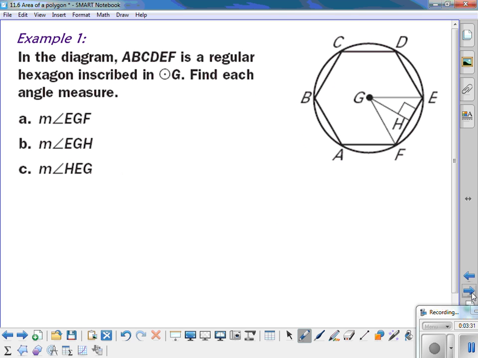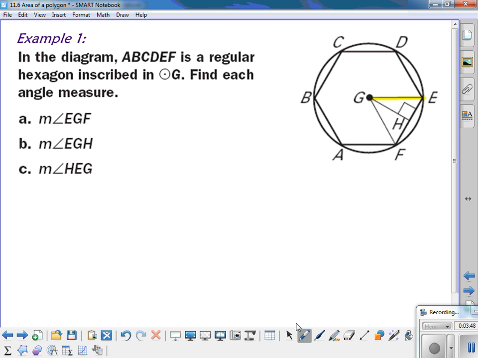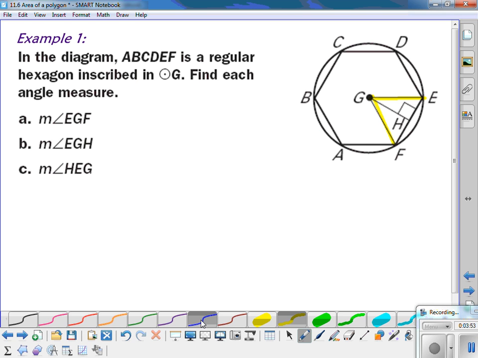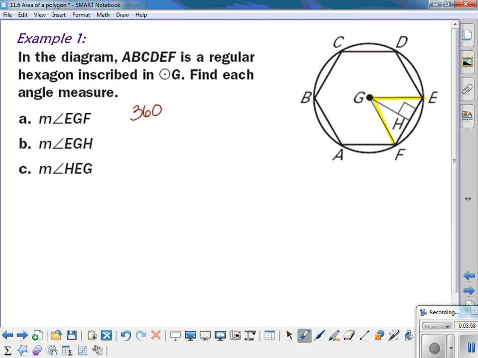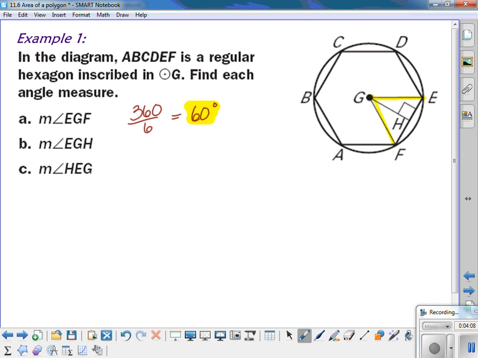Okay, so looking at example 1, in the diagram, ABCDEF is a regular hexagon inscribed in circle G. Find each angle measure. So first we're looking at angle EGF. So that would be this angle here. It's a hexagon, so that means that I am taking the total of 360 and it's being cut into 6 pieces. So each of the central angles would have to be 60 degrees. So that yellow angle there is 60 degrees.